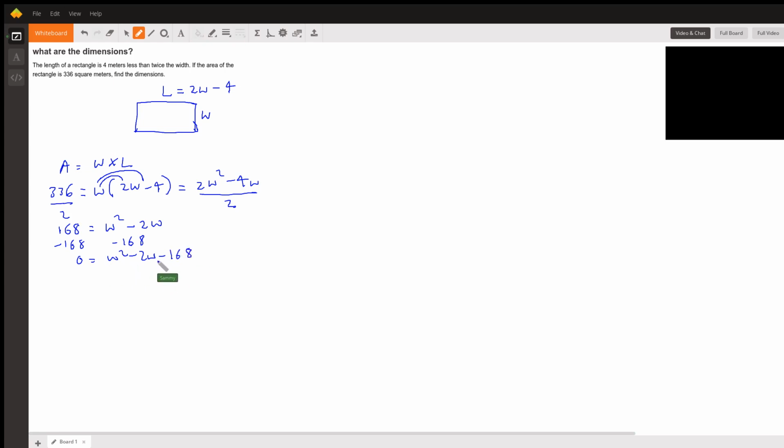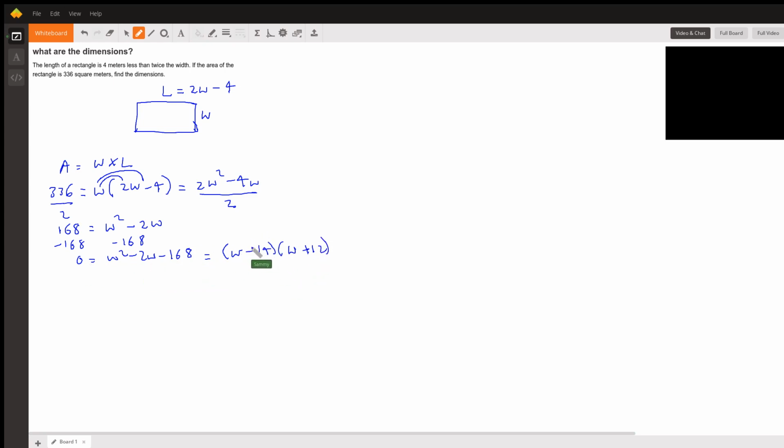So what two numbers would add to minus 2 and multiply to give minus 168? So what comes to mind would be, we can try minus 14 and positive 12. If you take minus 14 plus positive 12, we get a negative 2. If you take negative 14 times positive 12, we get negative 168. So those would be our factors. So w minus 14 times w plus 12 equals 0.